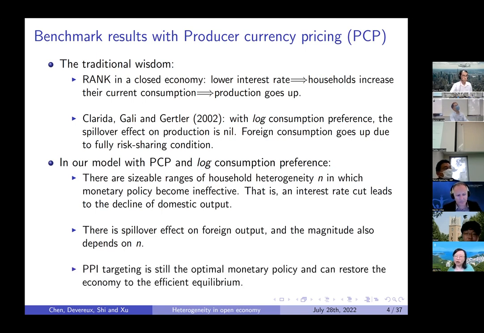And finally, regarding the optimum policy, interestingly, in the standard model, domestic monetary policy just needs to care about its own domestic PPI. Interestingly, we find that even with household heterogeneity, PPI targeting is still the optimum monetary policy, and it actually can restore the economy to the efficient, flexible price equilibrium.